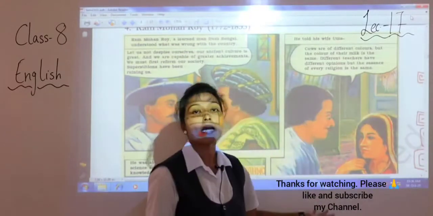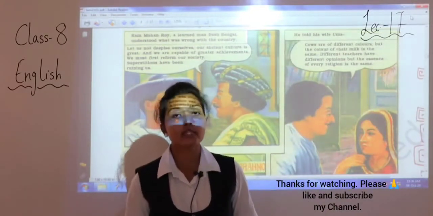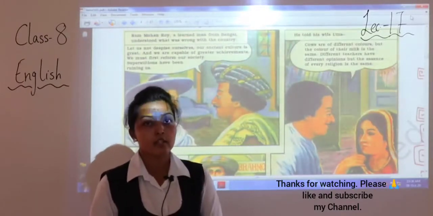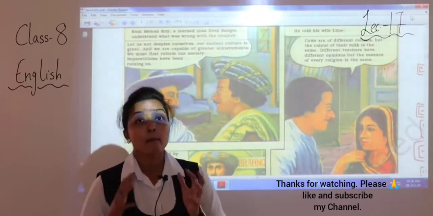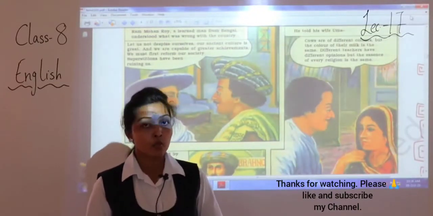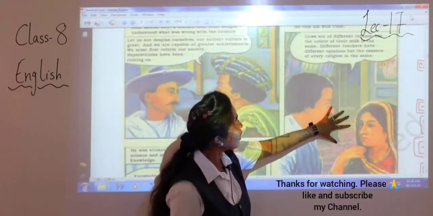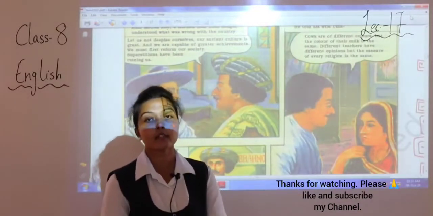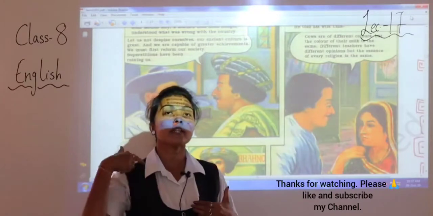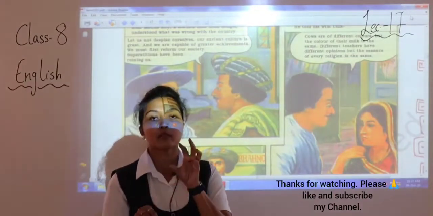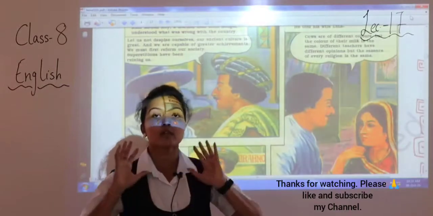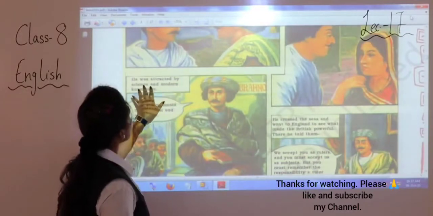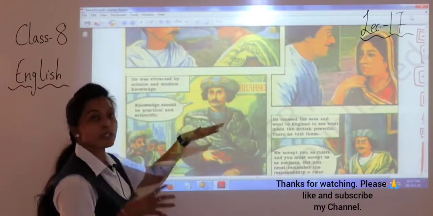In today's era, if we see our country, we find so many religions, yes or no? Different religions, but the thing is the same. The simple thing he said to his wife is that cows are different, but the milk is the same. So teachers are different, but what they teach, the fact, is the same, only the way is different.